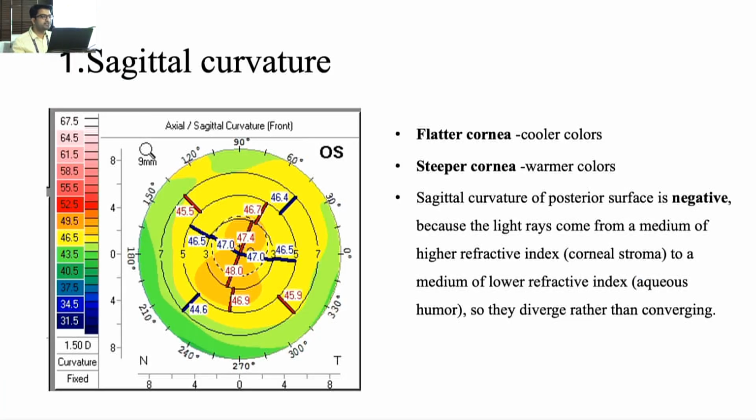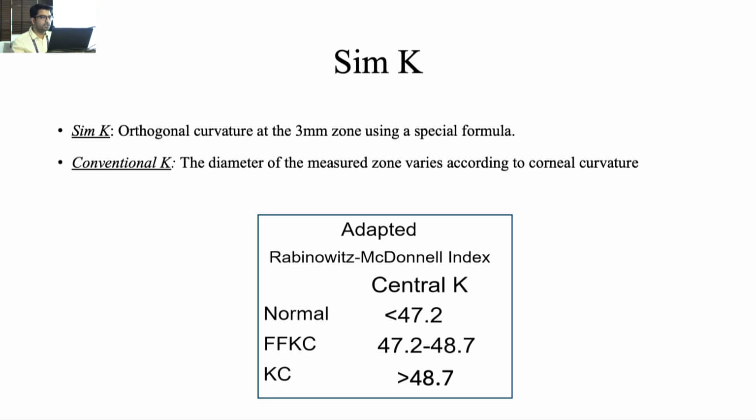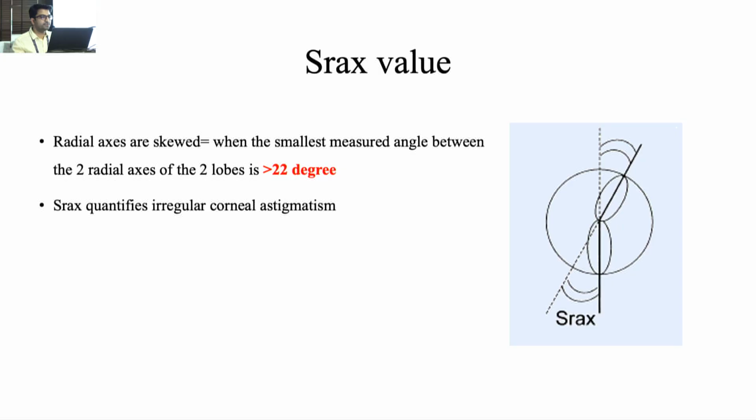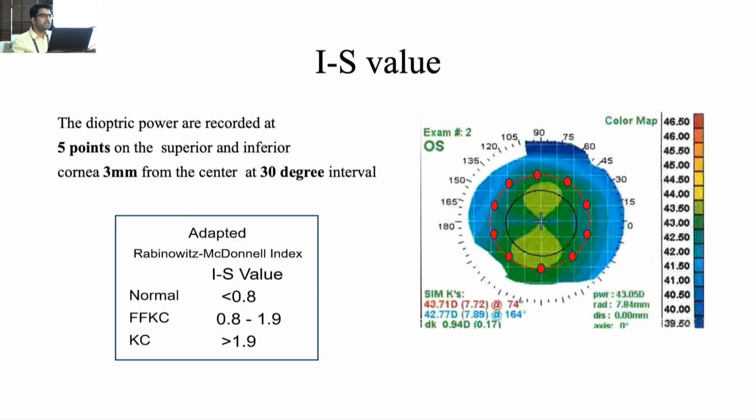So in the sagittal curvature map, you have to look at the keratometric value, whether there is steepening or not, and the simulated K values, which is less than 47.2 is a normal value; more than 47.2 should ring a bell. It is a case of suspicious keratoconus. And there is skewing of the radial axis, which, if it is more than 22 degrees, should be a suspicious case of keratoconus. And the inferior superior asymmetry, especially the steepening in the inferior part, should be suspicious. If it is less than 0.8 or if it is more than 1.2 or 1.9, you can say it is suspicious of keratoconus.